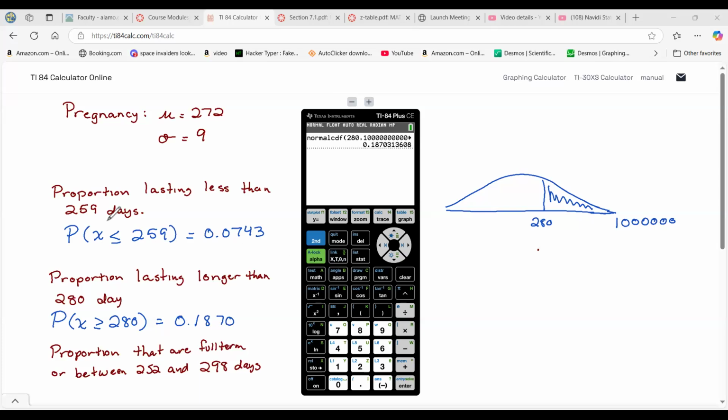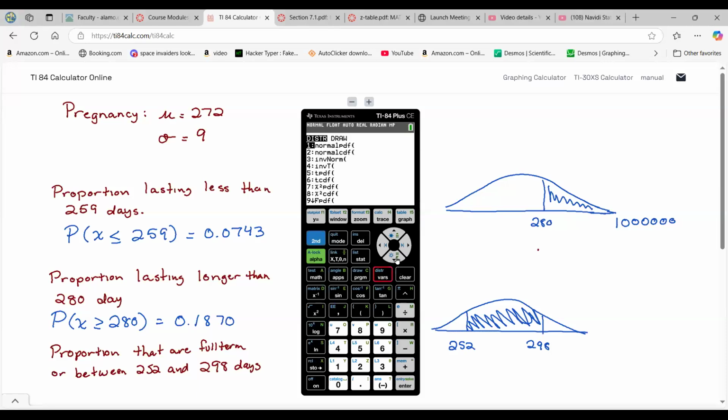And then we do want to do this very last bit here. We're looking in between two z-scores. So we're looking in between 252 and 289. So we need that area in between. So in this case, when we're bound between two areas, this one's going to be a little easier. We don't have to do any special thinking now. My lowest boundary is going to be 252, and my upper boundary is going to be 280 or 298.